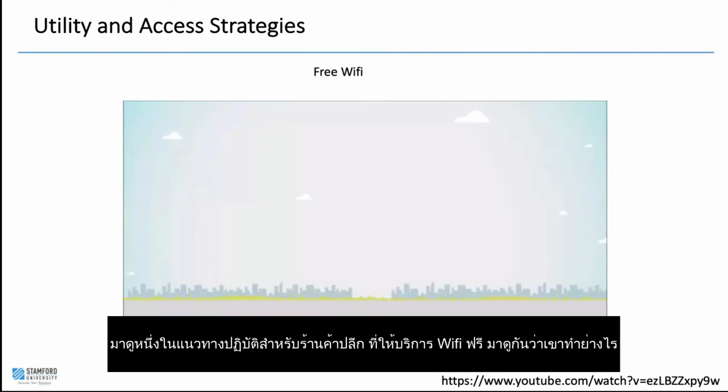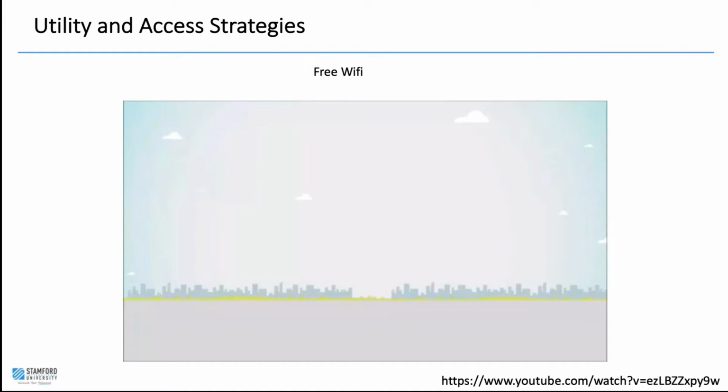So let's take a look at one of the most common practices for companies in the retail space, right? Particularly restaurants, hotels, etc. It's called free Wi-Fi or social Wi-Fi. Let's see how this is used to collect data in exchange for giving something valuable to the customer.